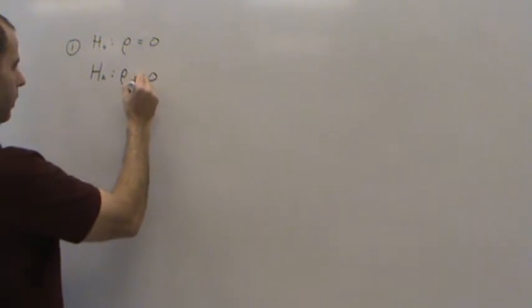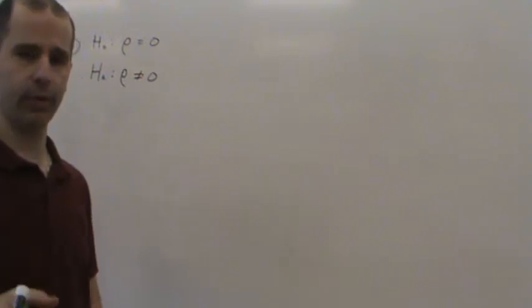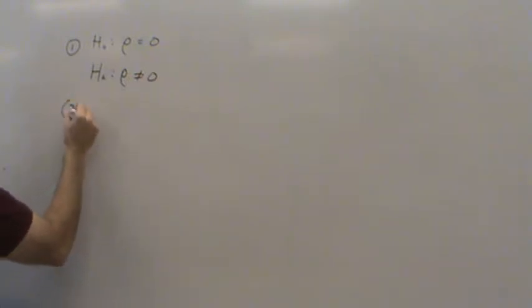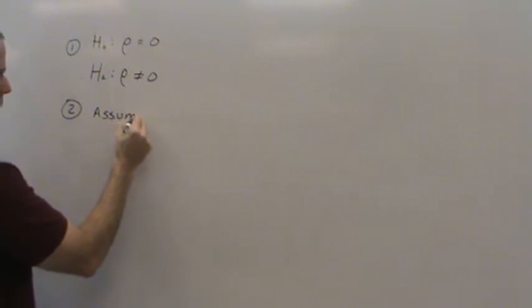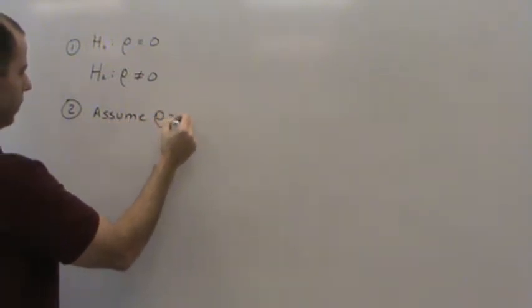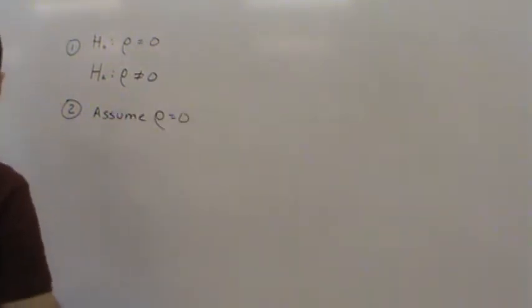That's the question. So it's always going to be a two-tailed test. You could do a one-tailed test, but for our class and for our purposes, we don't care about the direction of the correlation. We just care whether there is a correlation. So in that case, it's going to be a two-tailed test. And of course, step 2, we're always going to assume the null is true. So we're going to assume that rho is equal to 0.